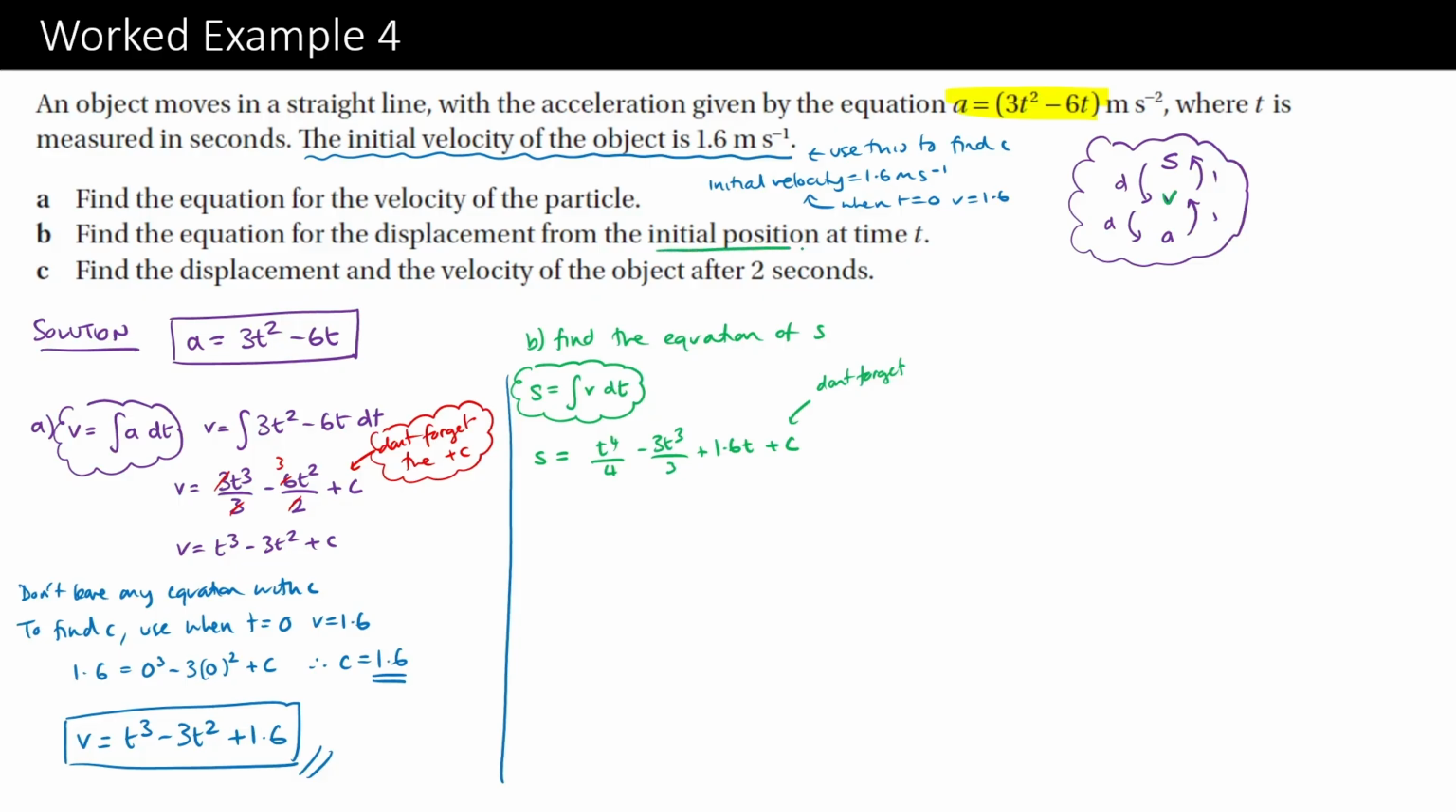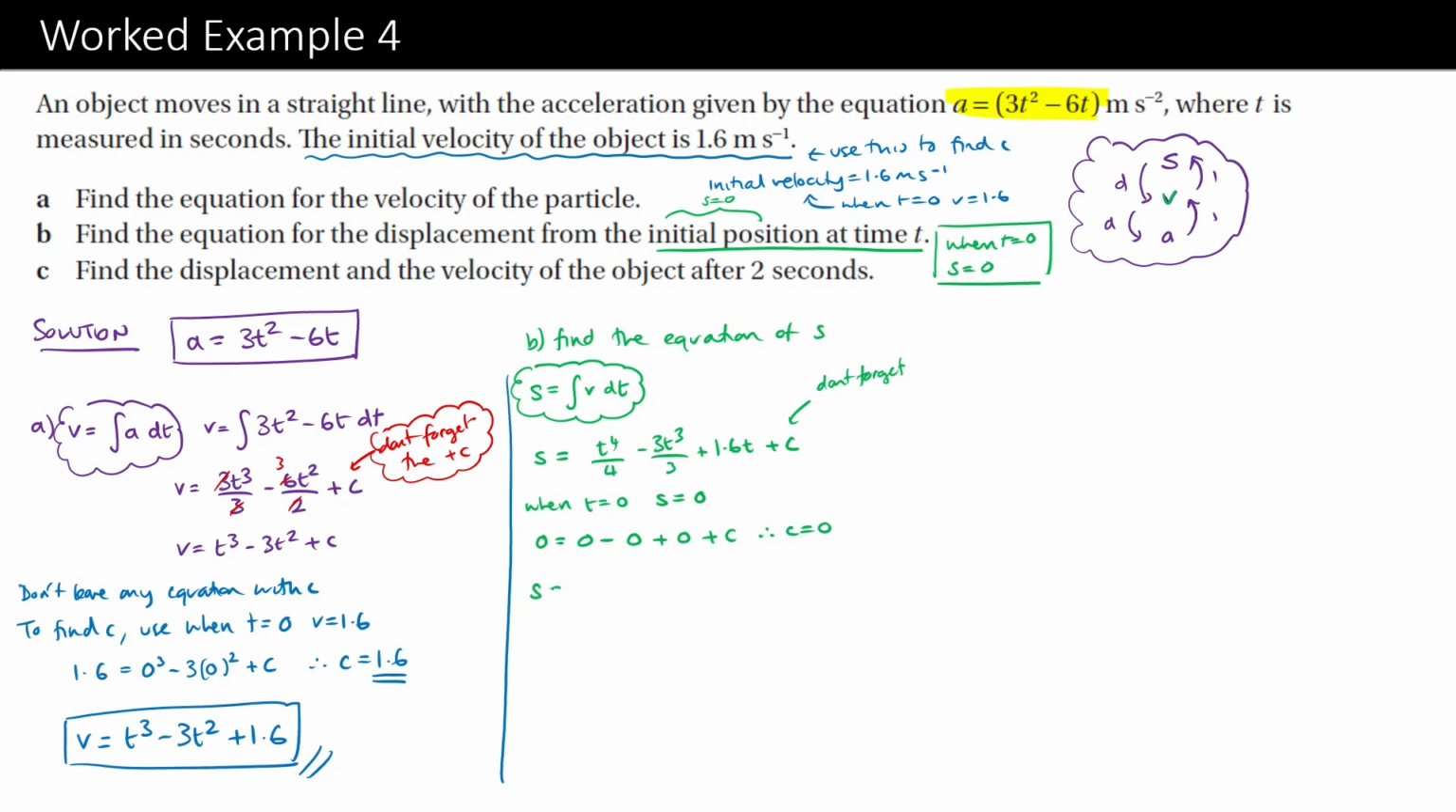Now in terms of the initial position at time t, this is going to be when t equals 0. Because the initial position is when it hasn't moved, the initial position here is when S equals 0. So when t equals 0, S equals 0. So 0 equals 0 minus 0 plus 0 plus c. Therefore c equals 0.